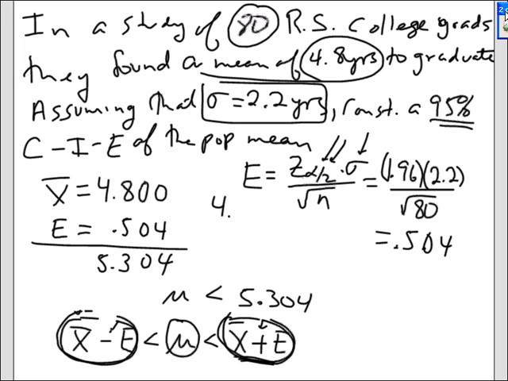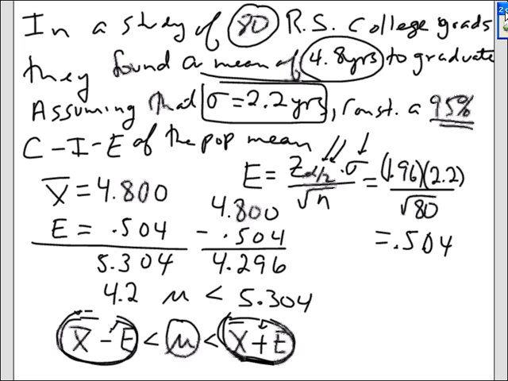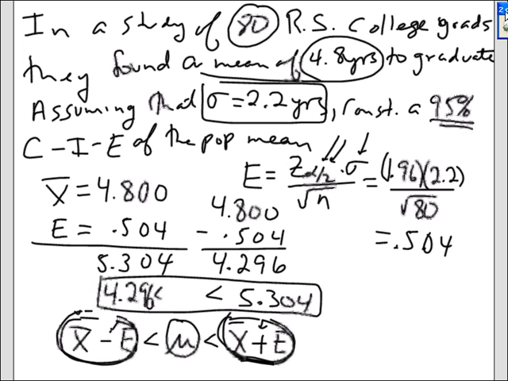Now I'm going to subtract them. So you have 4.800 minus 0.504. You really should get 4.296. Do the subtraction and you'll get it. And that is your answer. The mean is in between 4.296 and 5.304. Very straightforward, don't panic. If they give you sigma, then you use this formula. You need sigma, x bar, and you have to find the E.